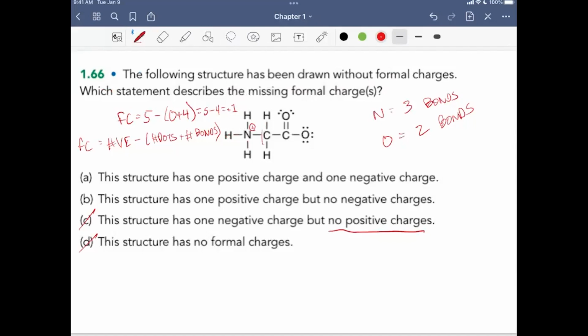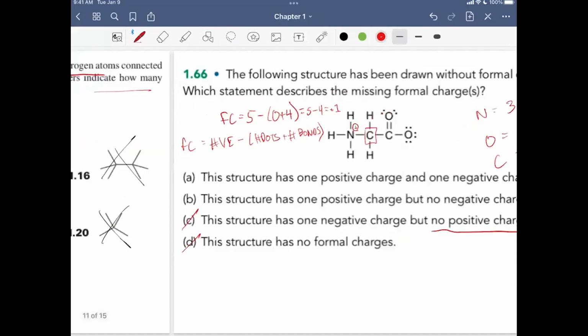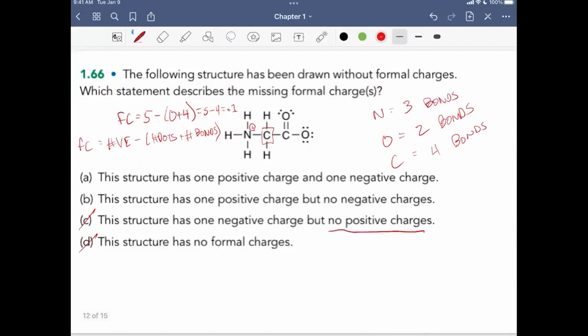Next atom we should look at is this carbon. Carbon likes to have 4 bonds, as we just saw with this latest practice problem. And let's see if it has 4 bonds. It looks like it does, so we don't have to focus on that one. Let's look at the next carbon. Does that have 4 bonds? We have 1, 2, 3, 4. It looks like it does, so both those carbons are good, no formal charges.